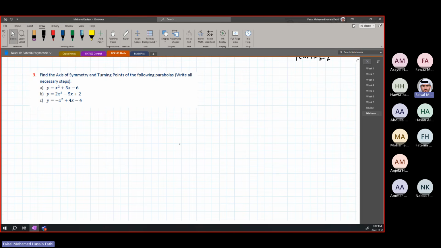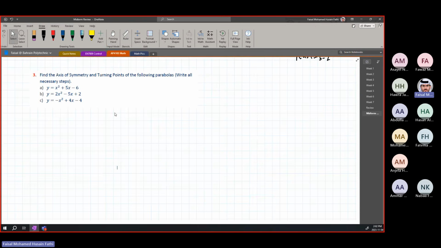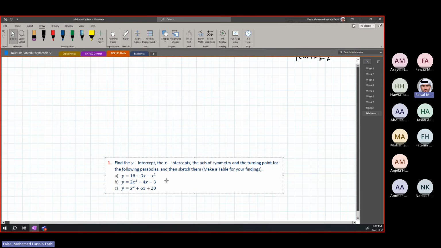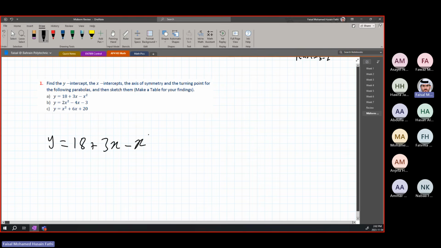This says just find the axis of symmetry. Let's see if there's a question that actually asks to find and sketch. Okay, this one does, because I did a different question and I think I solved all of that. So let's take the first question: y is equal to 18 plus 3x minus x squared.